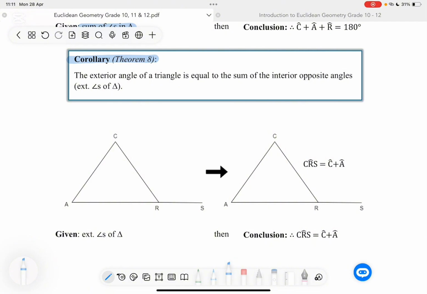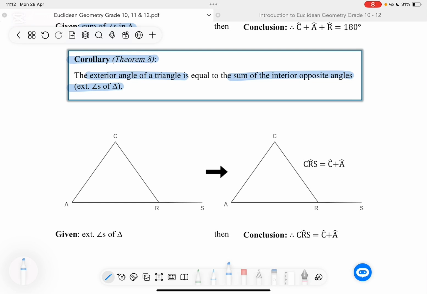Now, from that theorem, we are able to conclude or come up with a statement that says the exterior angle of a triangle is equal to the sum of the interior opposite angles. And as usual, it will have a short version that says exterior angles of a triangle. So what this short version is telling us is that we start off with a triangle that has an exterior angle, and then we can conclude that if we add the interior opposite angles, they will be equal to that exterior angle.